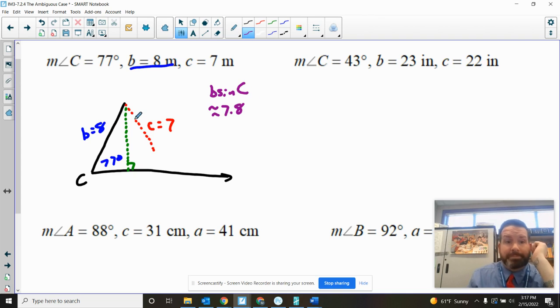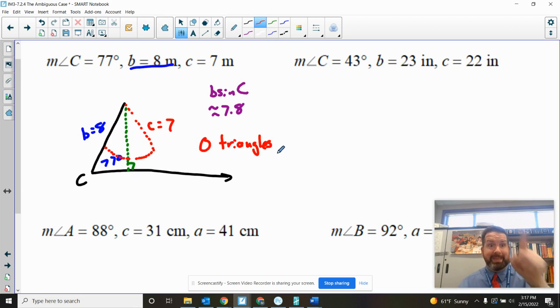And here's what I see. To go straight down, I would need a length of about 7.8. This length I have is only 7. So even if I was swinging it around like this, trying to reach this opposite side, it's just not ever going to happen. It's too short. This is a case that does not produce a triangle. No triangles are possible with that information.